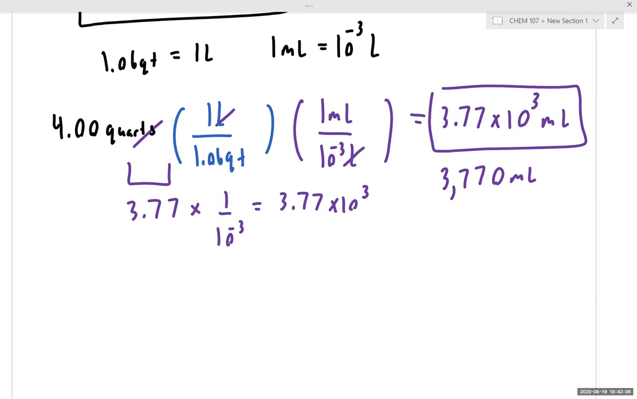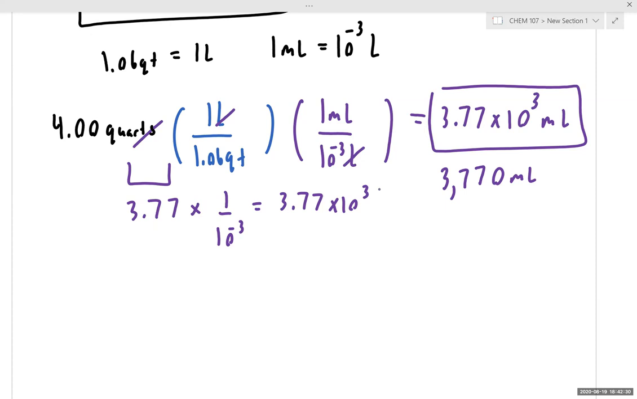So if we take 4 over 1.06 in our calculator, we get 3.77. Okay, I get it. And now that we're dividing by 10 to the negative third, we can write 1 over 10 to the negative third as 10 to the positive third. Got it. Okay. Does that make sense? Yes, now it does. Thank you.